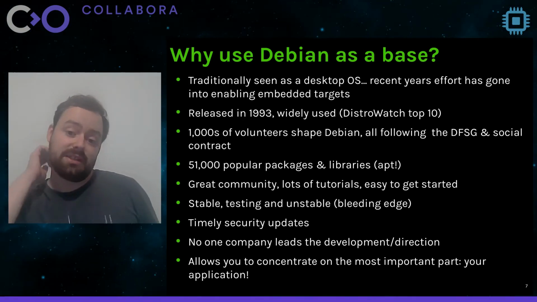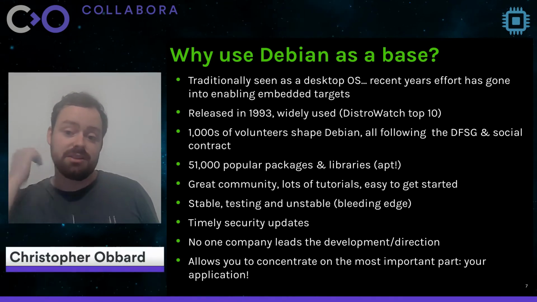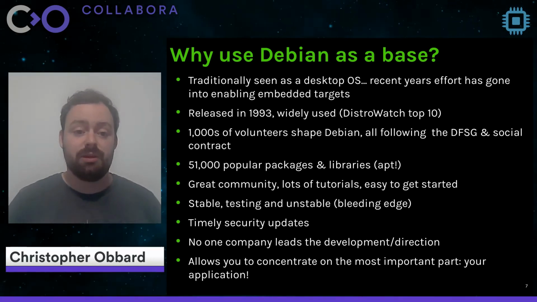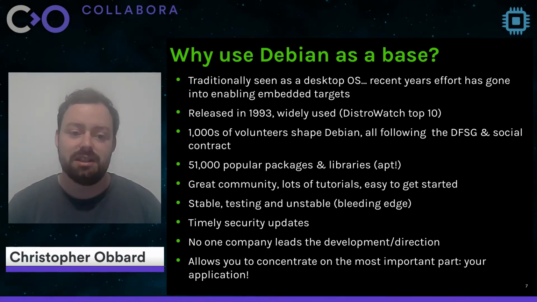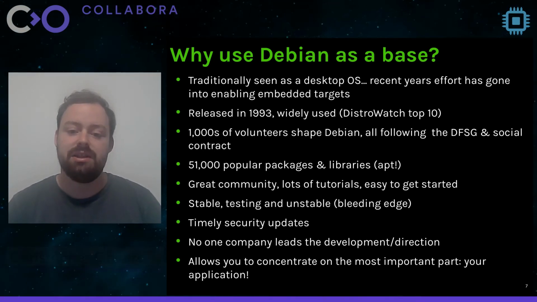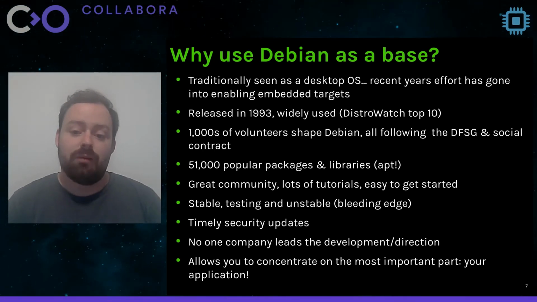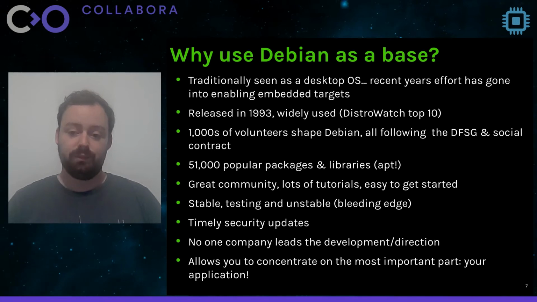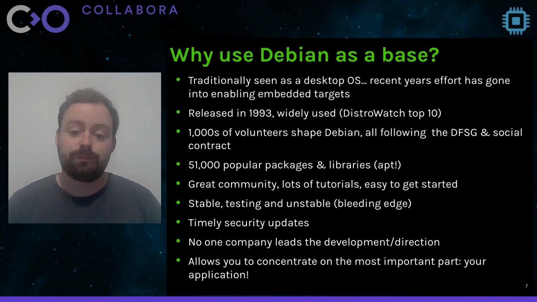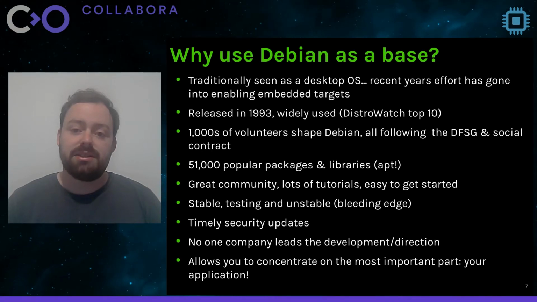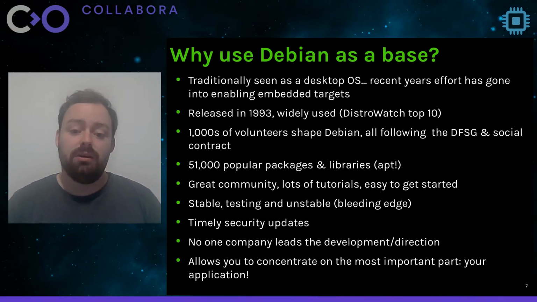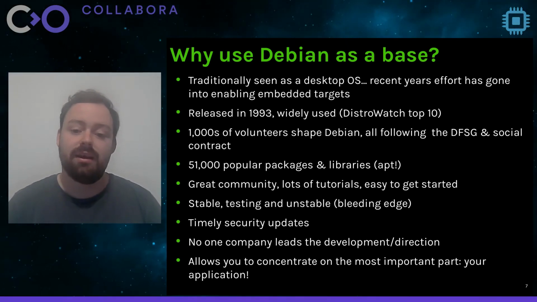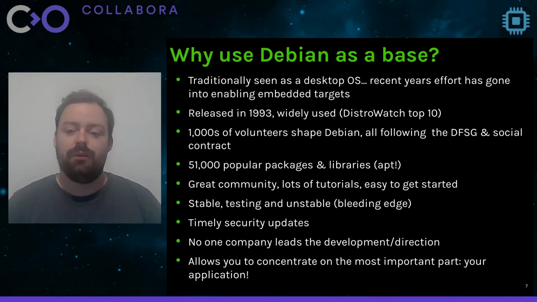We have stable and testing distributions, as well as unstable, which has bleeding edge packages. Timely security updates go into the stable release, and unstable, or SID as it's known, usually gets the latest bleeding edge packages. And as I've already said, no one company leads the development or the direction of the project. The developers themselves lead the project, which in my view is very important. So using Debian as a base, in summary, lets you concentrate on the most important part of the project, your application. You haven't got to worry about the base operating system behind it and all the things that happen there.